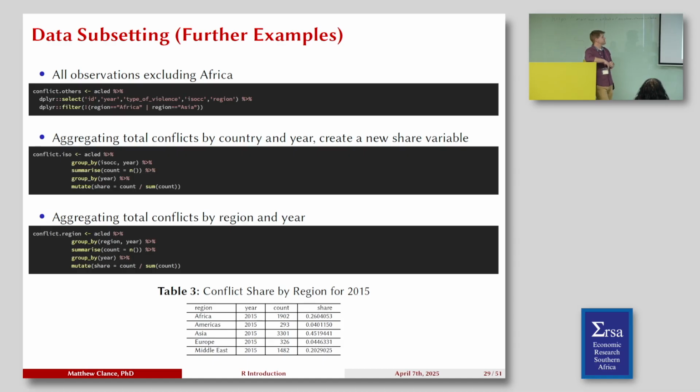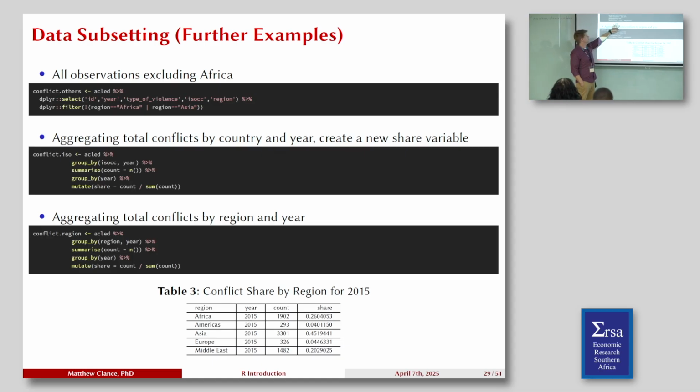Okay, and so from that, it's just trying to show different ways of doing this, but you could think of many different ways of doing this. I could have created the share by region or something else. We could also, I actually do the regions here. So aggregating total conflicts by region and year. I'm doing the same thing, but now instead of creating a share by the country, I'm actually creating it by the region.